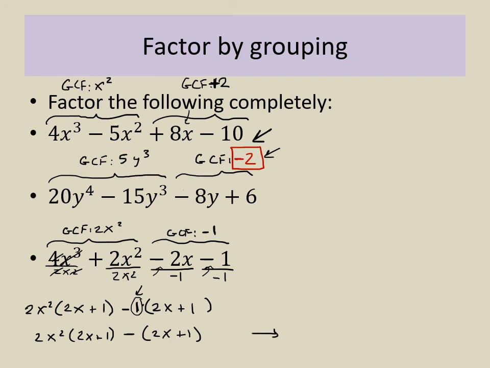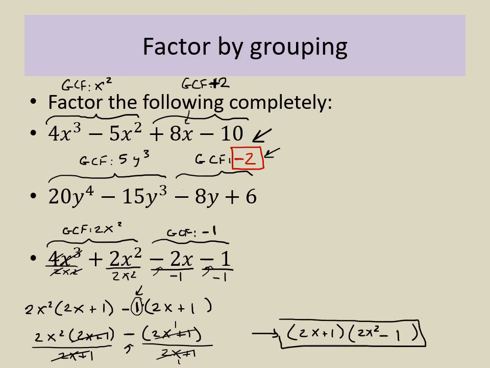Okay, now let's continue. What is the GCF here? It is the whole 2x plus 1 in the parentheses. All right, so if I divide this first term by the 2x plus 1, what do I get? Cancel out, I get 2x squared. If I take this whole second term and divide it by itself, 2x plus 1, once again, what do I get? Anything divided by itself is 1. So I get a -1, and that would be my complete factored form.